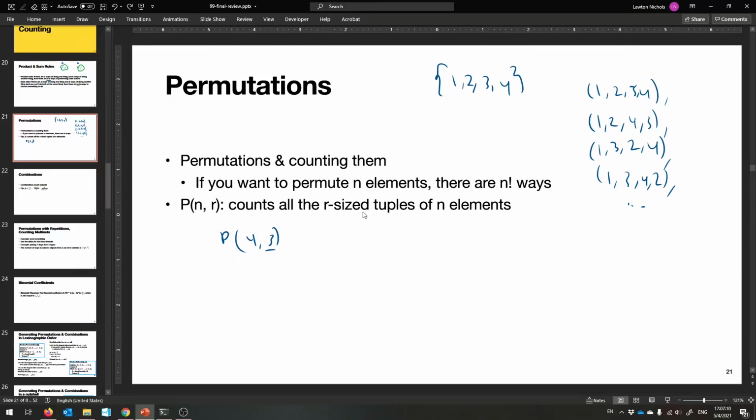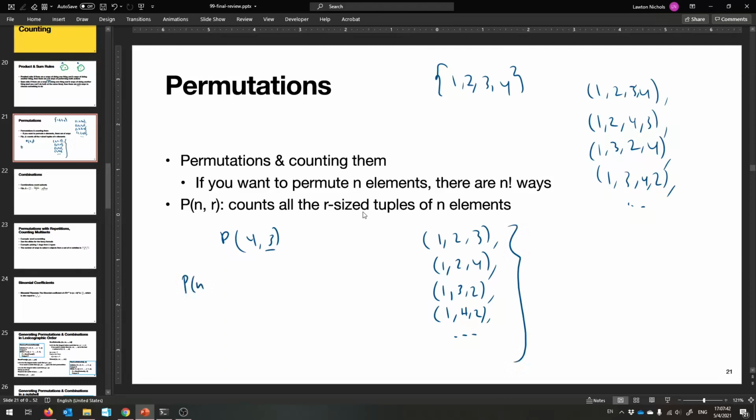Let me name some of them. You'd have 1, 2, 3. You could have 1, 2, 4. You could have 1, 3, 2. You could have 1, 4, 2, on and on until the end of time. But there is a limit. How many of these are there is the question. And the answer is a nice little formula.